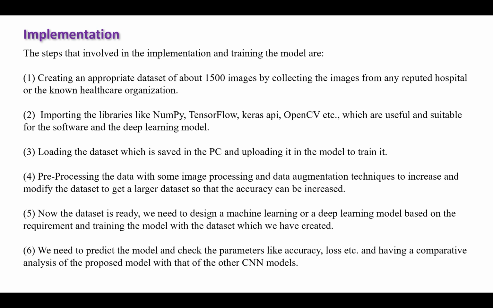Pre-processing the data with some image processing and data augmentation techniques to modify the dataset to get a larger dataset so that the accuracy can be increased. Now the dataset is ready. We need to design a machine learning or a deep learning model based on the requirement, and train the model with the dataset which we have created. Now we need to predict with the model and check parameters like accuracy, loss, etc., and have a comparative analysis of the proposed model with that of the other CNN models.